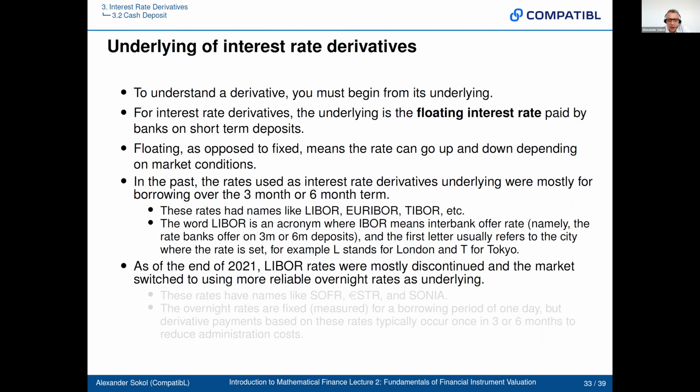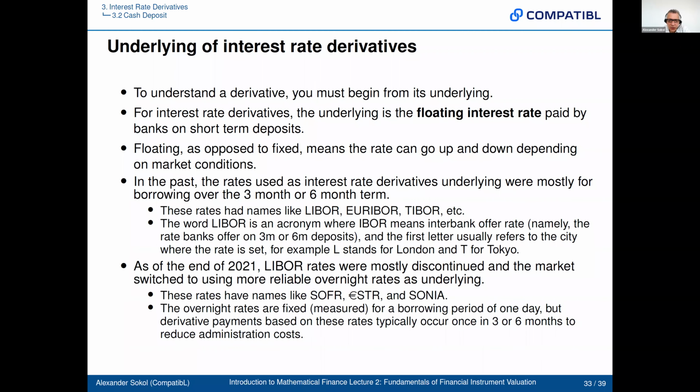Now, recently, and it was a long transition process, but at the end of 2021, so past December, LIBOR rates were mostly discontinued for new instruments. The market switched to using more reliable overnight rates as underlying. And these rates have names like SOFR, EUROSTR, or SONIA. The overnight rates are measured for a borrowing period of 1 day. So LIBOR rates, TIBOR, EURIBOR, and so forth, were measured for 3 month or 6 month deposits. Overnight rates are measured for overnight deposits.